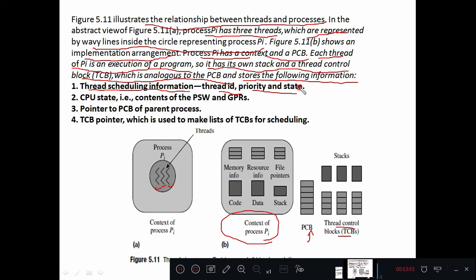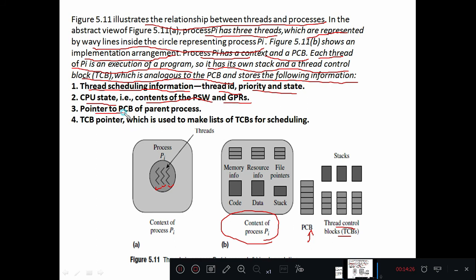States are going to remain the same as we discussed in case of process. There were 4 states, that is running, ready, blocked and terminated. Similar to those states, the threads also have 4 states, right? So this is the first information, thread scheduling information. And the second one, CPU state, that is content of PSW and GPRs. PSW, program status word, and GPRs, general purpose registers, right? So even the process handles this kind of information.